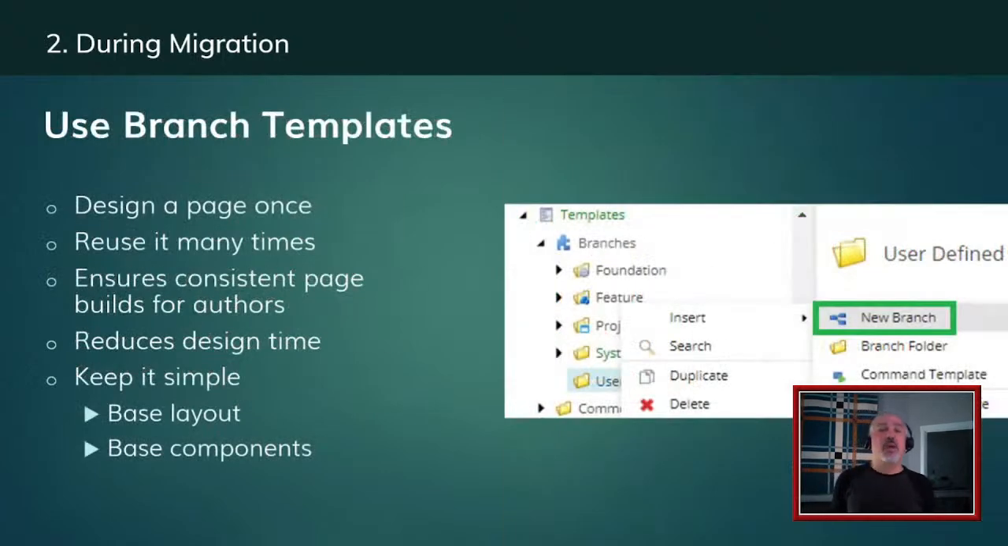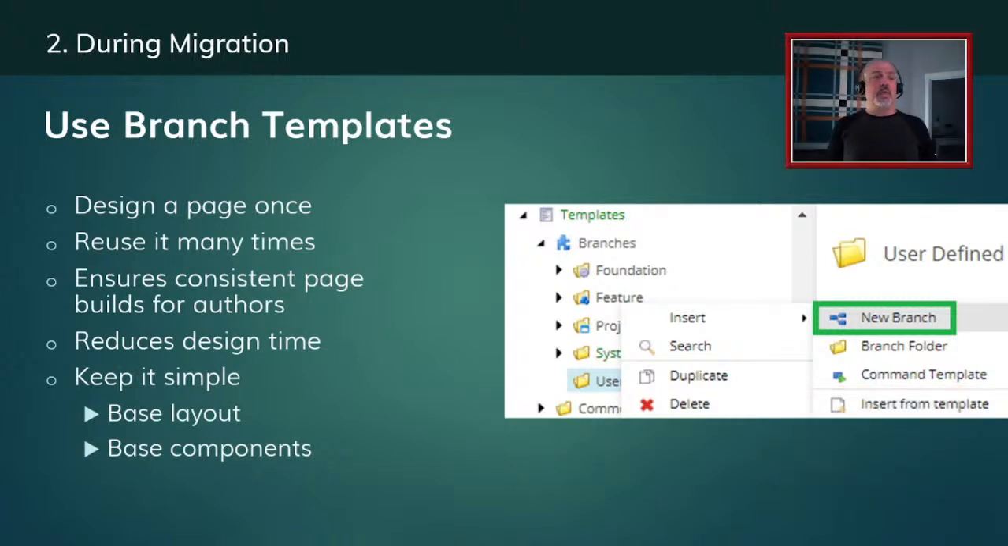Branch templates can also help streamline authoring and allow you to design a page once, but reuse it many times. This helps to ensure that the authors are consistent with building out pages, and it really cuts down on the design time. If you keep your branch templates simple, using a base layout and components needed to provide a backbone for the page, authors can flesh out these pages with custom components or features where they're needed. And it's much quicker than building an entire page from zero.